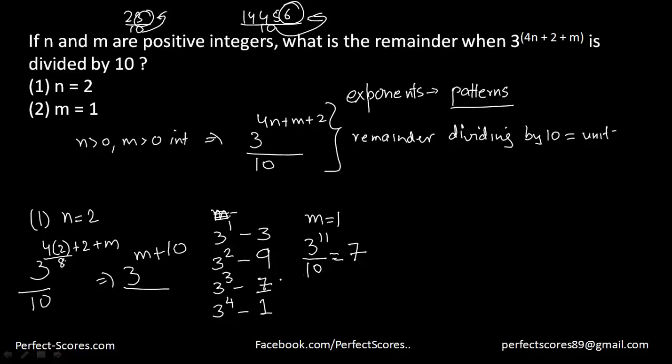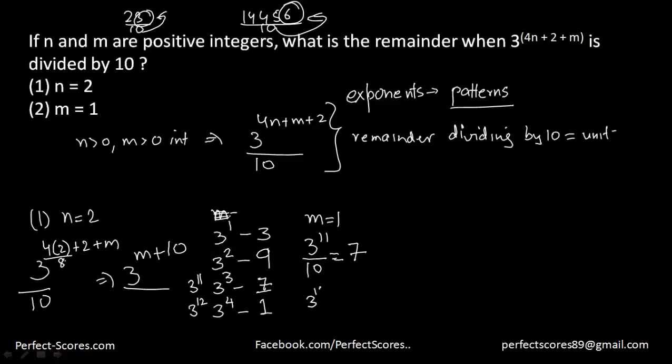Repeating once again, guys. I want to know what is the remainder when 3 to the power 11 is divided by 7. All the powers of 4 are going to come here: 4, 3 to the power 8, 3 to the power 12, 3 to the power 16. Everything is going to come here. So if 3 to the power 12 is going to come here, that means 3 to the power 11 is going to come here. That means it is going to have 7 at the end.